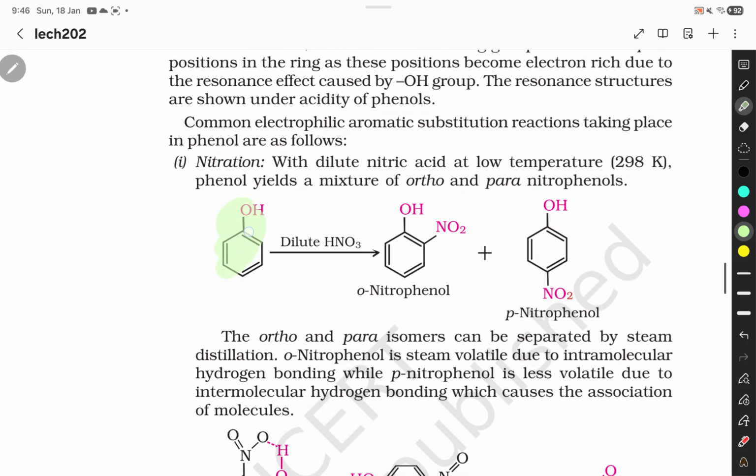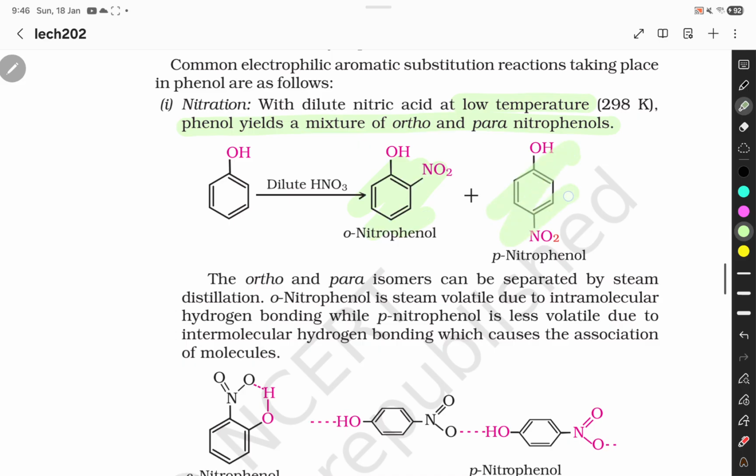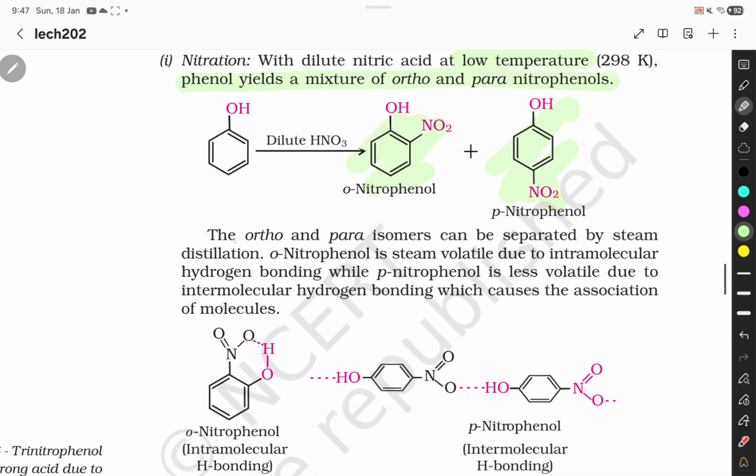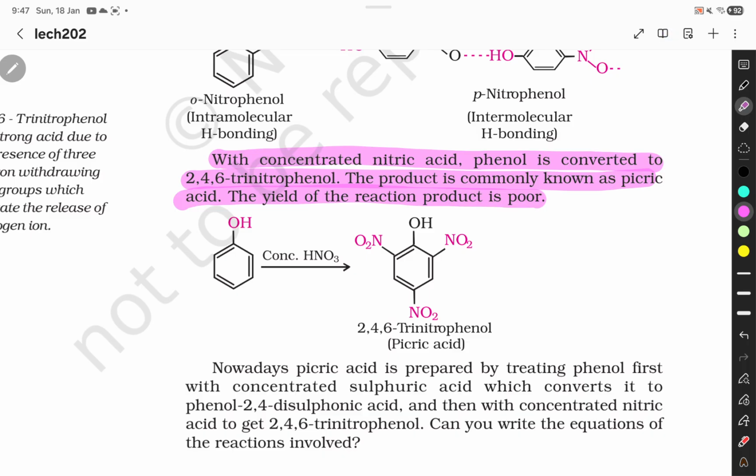So dilute HNO3. Everyone has confusion in these kinds of reactions, right? Low temperature yields a mixture of ortho and para. Okay, a mixture of ortho and para. They can be separated by steam distillation. It can also be used to prepare picric acid, but the yield of this reaction is very low. Okay, the yield is very bad.